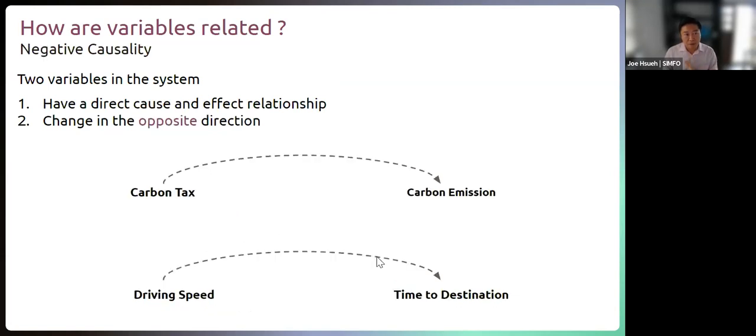There is another type, which is when they are moving in the opposite direction. That's negative causality. When the carbon tax goes up, carbon emission supposedly should go down.